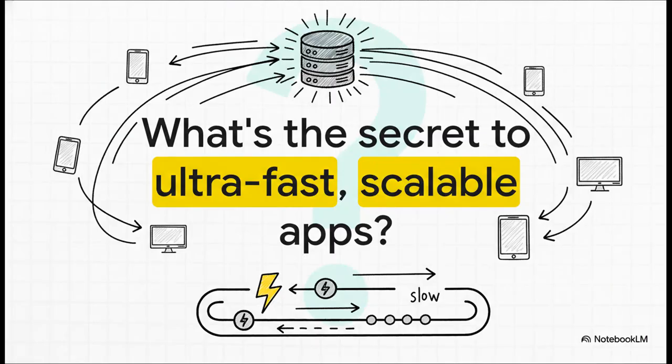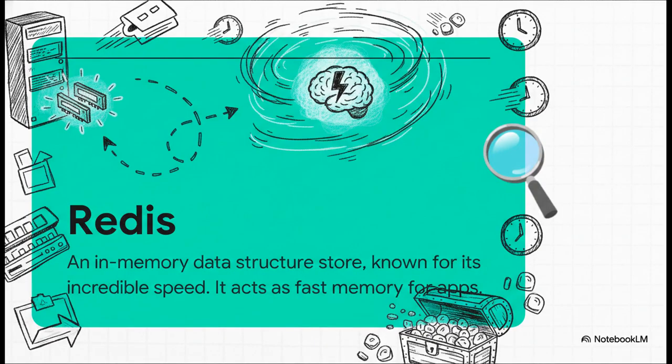So let me just ask you this. What's the real secret to building an app that's not just okay, but one that's ultra fast? I mean, an app that can handle a massive flood of users without breaking a sweat. It's a huge challenge, right? And a massive part of that answer, well, it all comes down to how you handle your data. And that's where Redis comes into play.